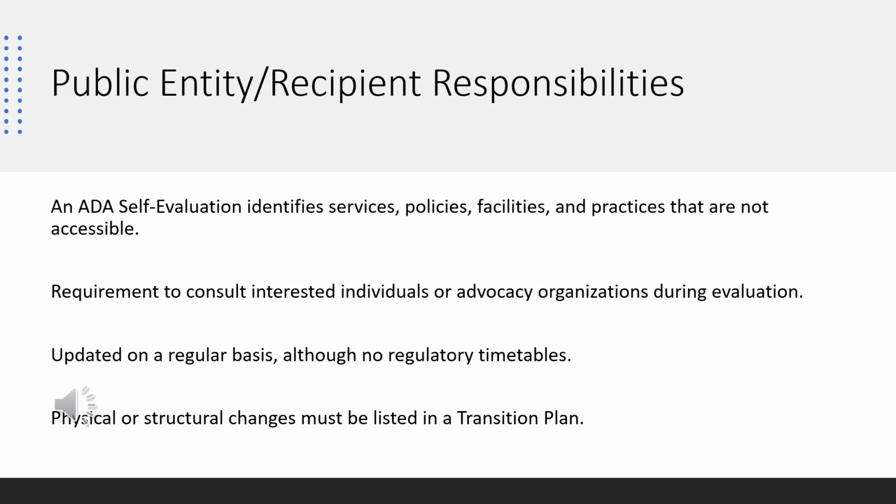An ADA self-evaluation identifies services, policies, facilities, and practices that are not accessible. There is a requirement to consult interested individuals and/or advocacy organizations during the self-evaluation. The self-evaluation should be updated on a regular basis, although there is no regulatory timetable for updating a self-evaluation. And if there are any physical or structural changes necessary, those must be listed in a transition plan.